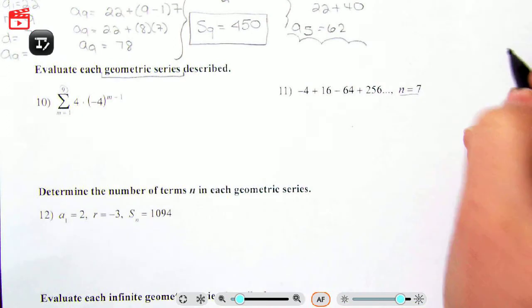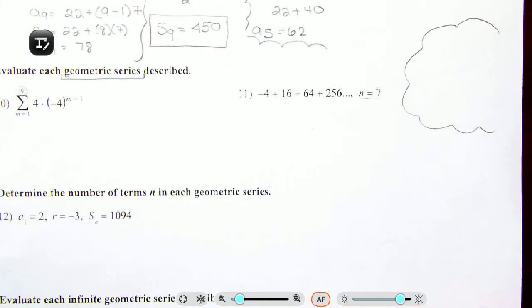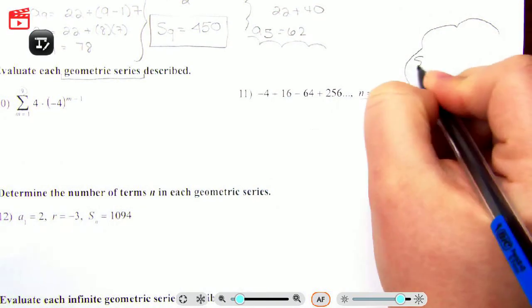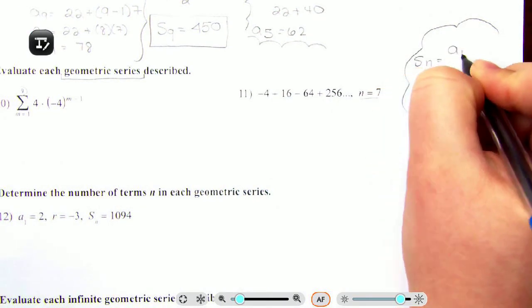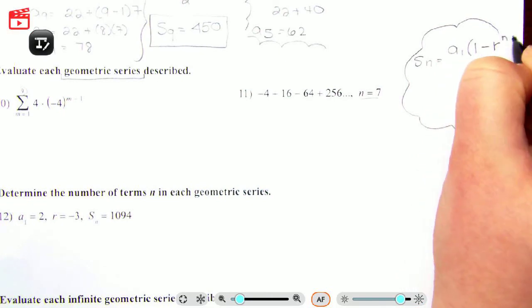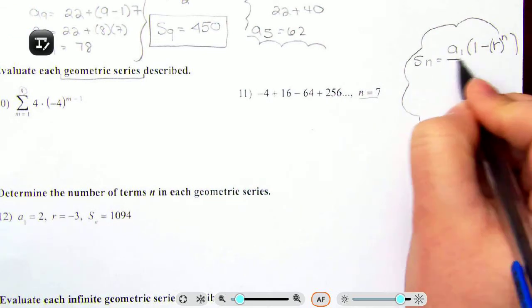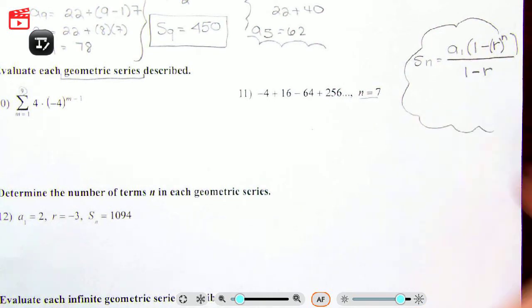So the sum of a finite geometric series formula is S sub n is equal to a sub 1 times 1 minus r to the n power. And I'm going to put r in parentheses, all divided by 1 minus r.